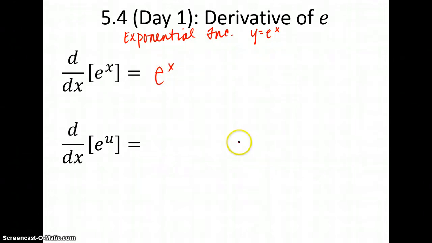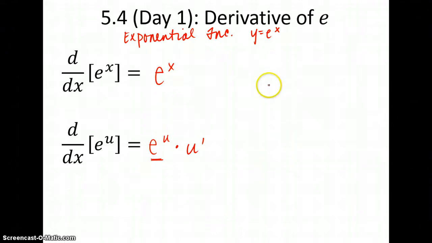Now, as with everything, we know that the exponent isn't only going to be a single x, so the derivative of e raised to the u power would be itself times the derivative of the exponent. So the derivative of the function e to the x always has itself in its derivative, and then we multiply by whatever the derivative of the exponent is.